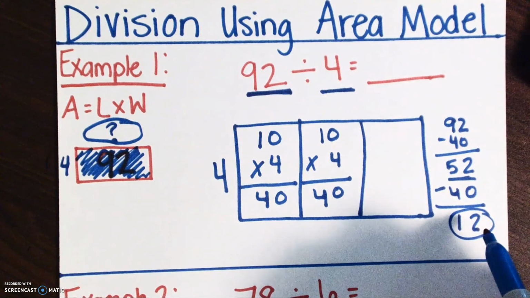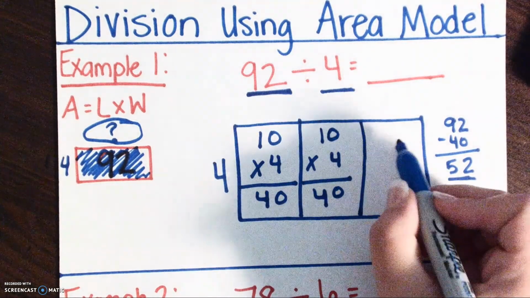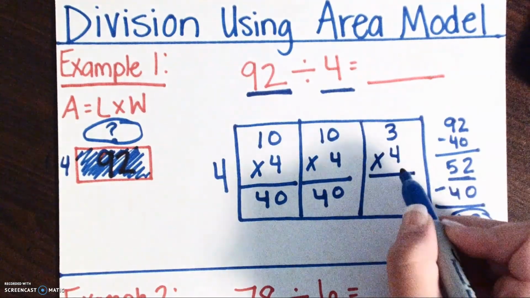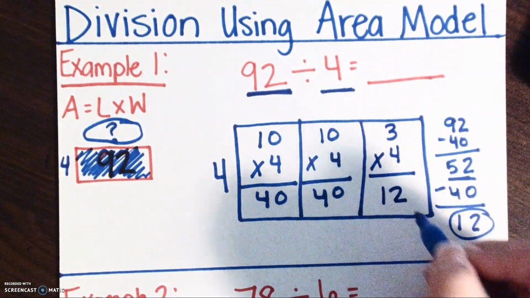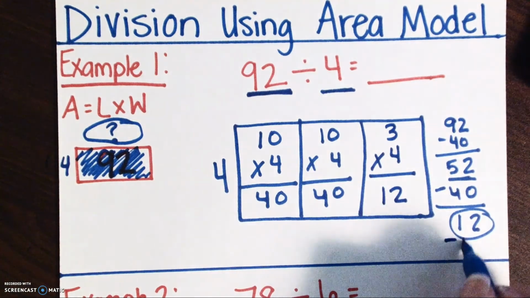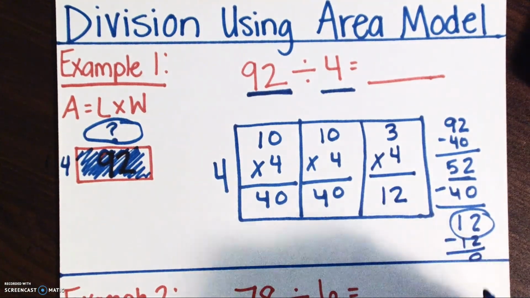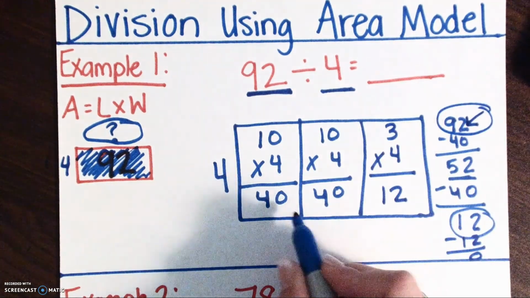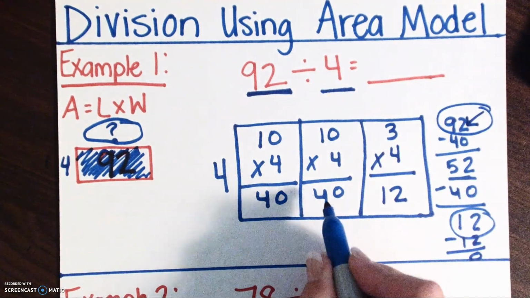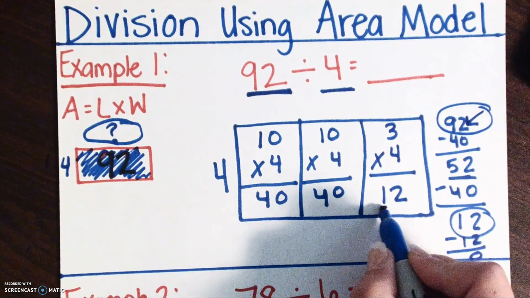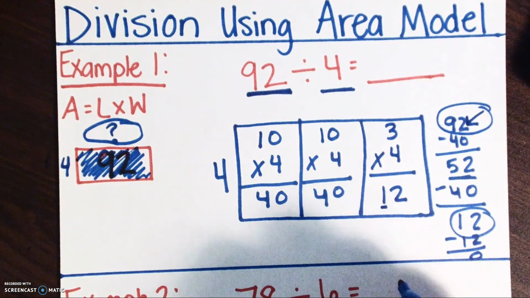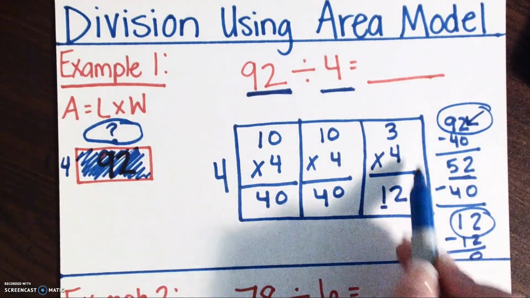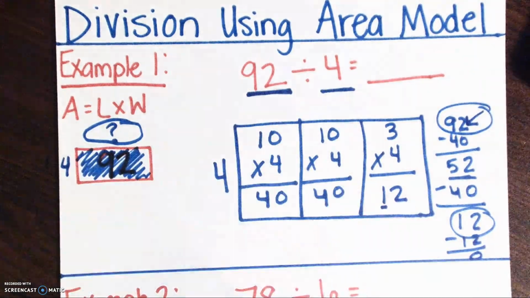I know my simple multiplication facts, and I know that I could take 3 and multiply it by 4, and 3 times 4 is 12. So then if I take away 12, I should be at 0, which means I've reached 92. But just to check, I know 40 plus 40 is 80, plus 10 more would be 90, plus 2 would be 92. So I've reached the area of 92.